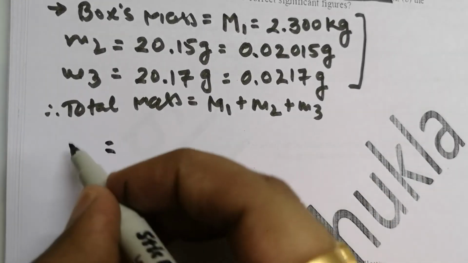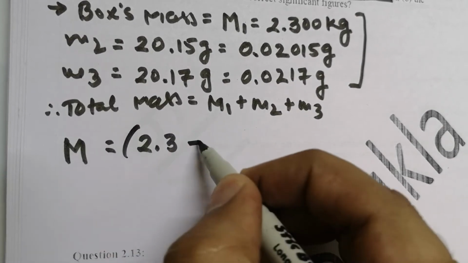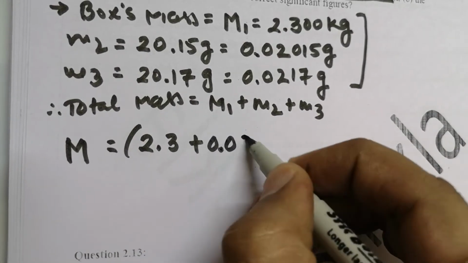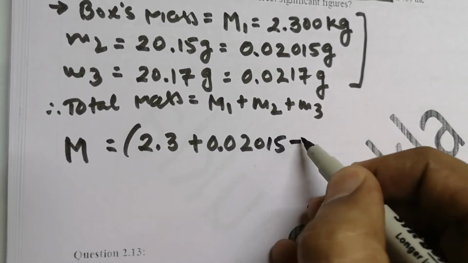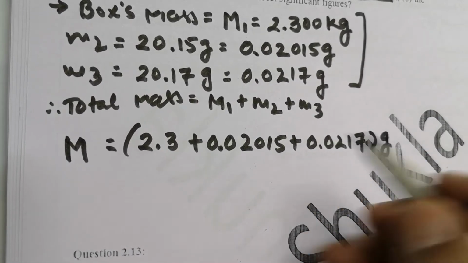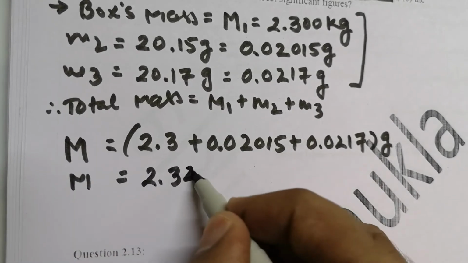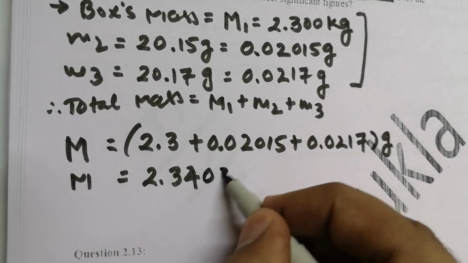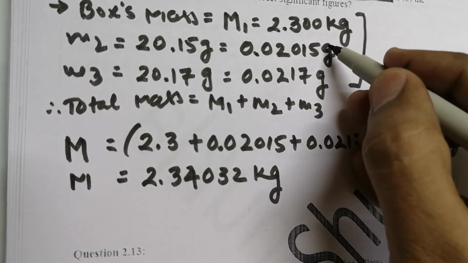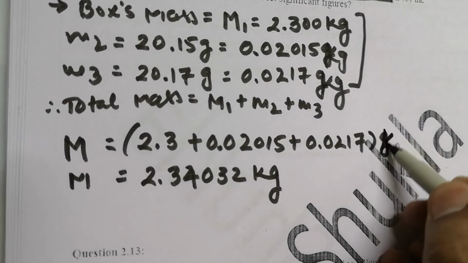So right now I can just give that total M, that is 2.3, because the last two digits I am just neglecting. 0.02015 plus 0.0217, all are in terms of gram. So I can have a capital M, that is 2.34032 kilograms. Sorry, all my data is in kilograms. So this is also in terms of kilogram.